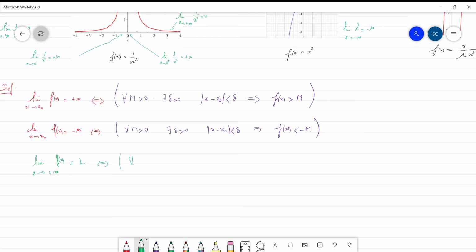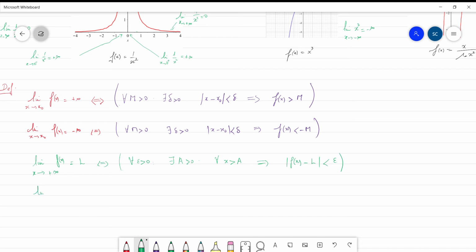Okay, for any epsilon positive, I can find an x large, let's call it A, positive, such that for any x greater than this A, f(x) minus L remains less than epsilon. If I can check such a definition, then it's good.